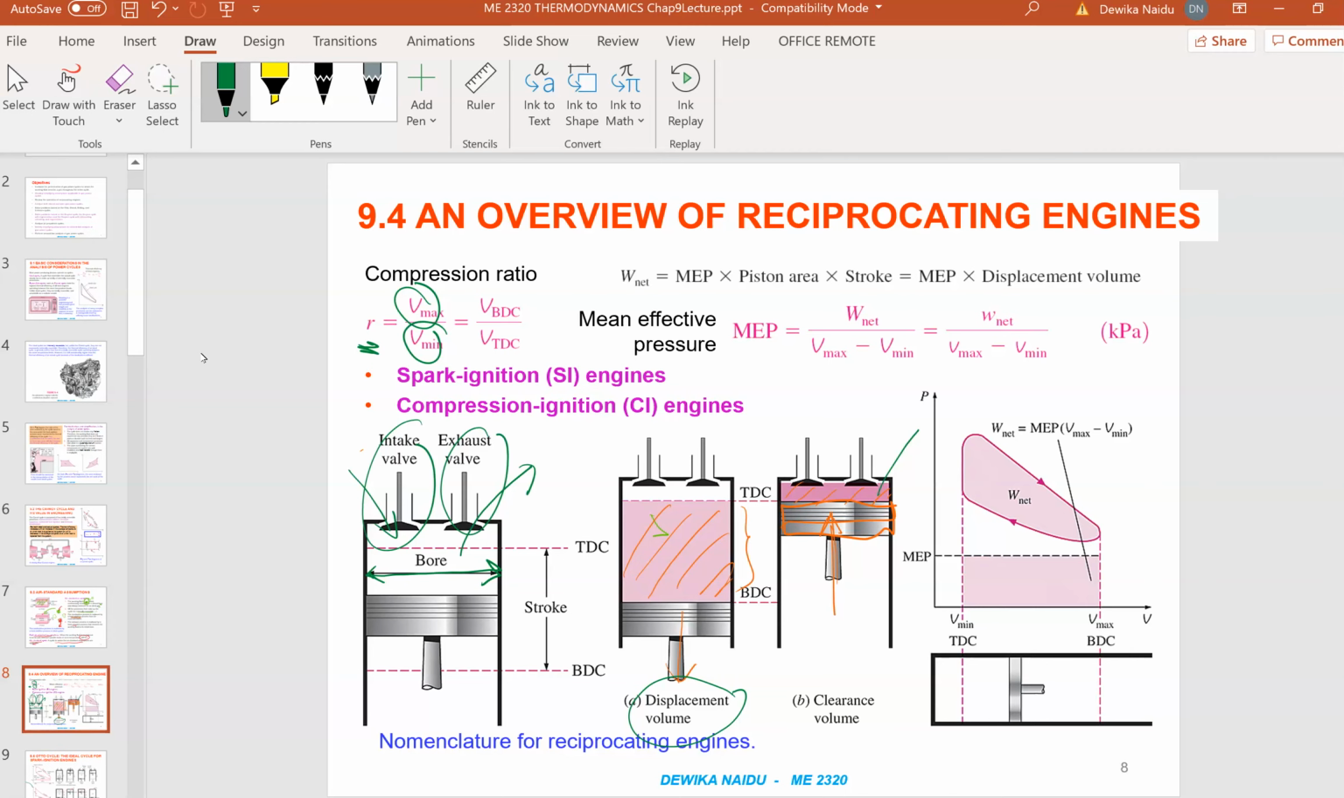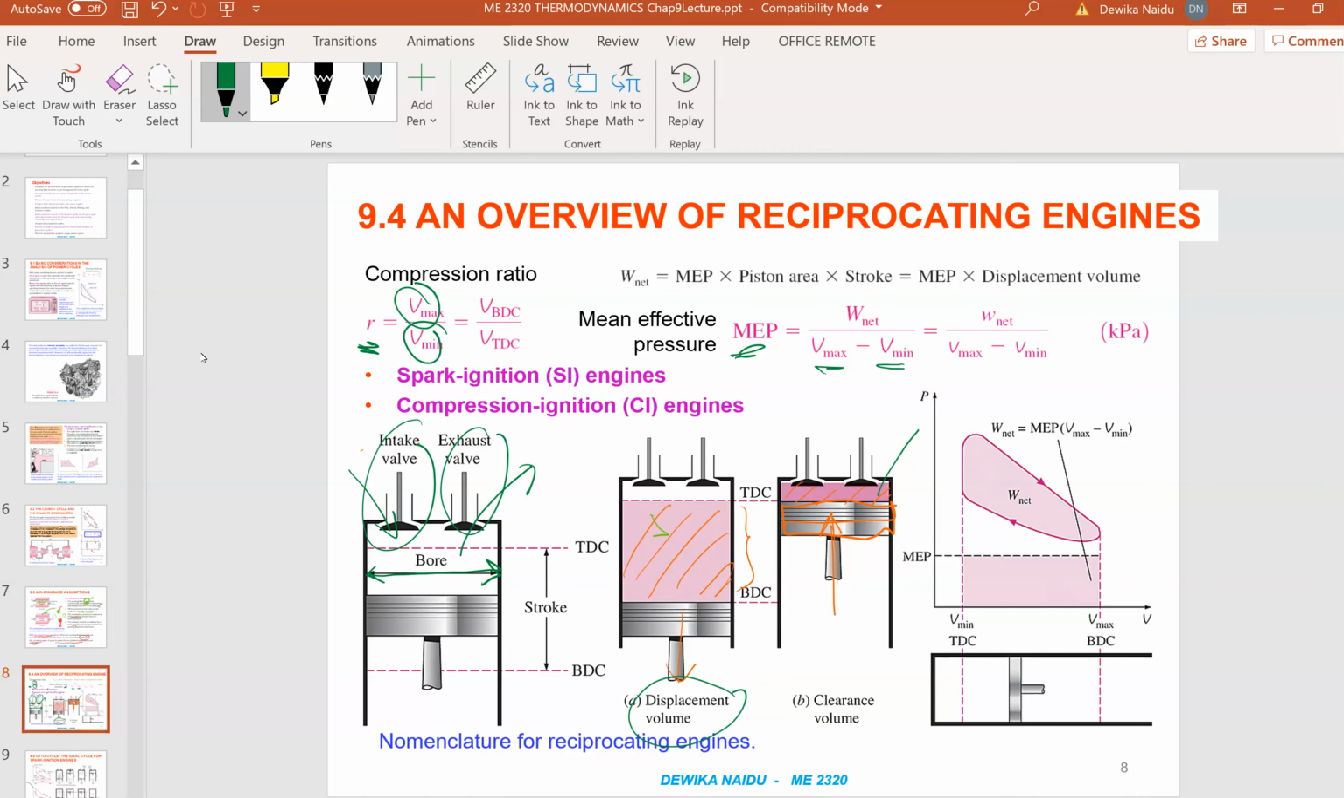Now, what is the mean effective pressure? MEP. MEP is net work divided by the difference between the volumes, which is the displacement volume. So these are the terms that you need to understand.